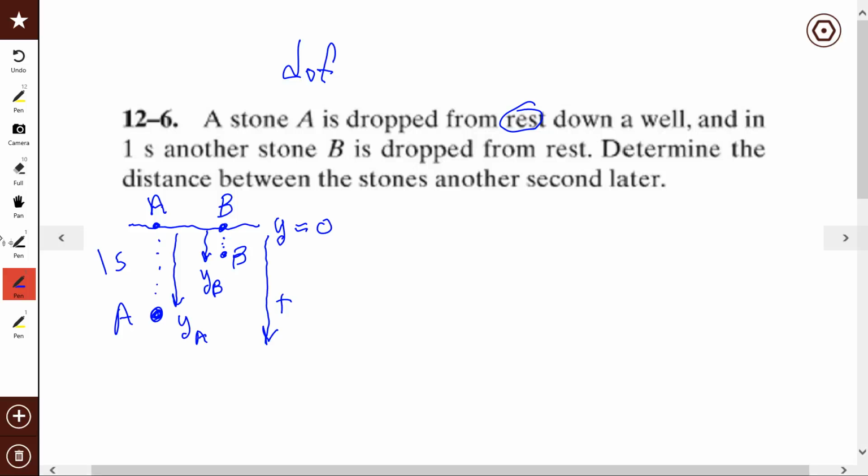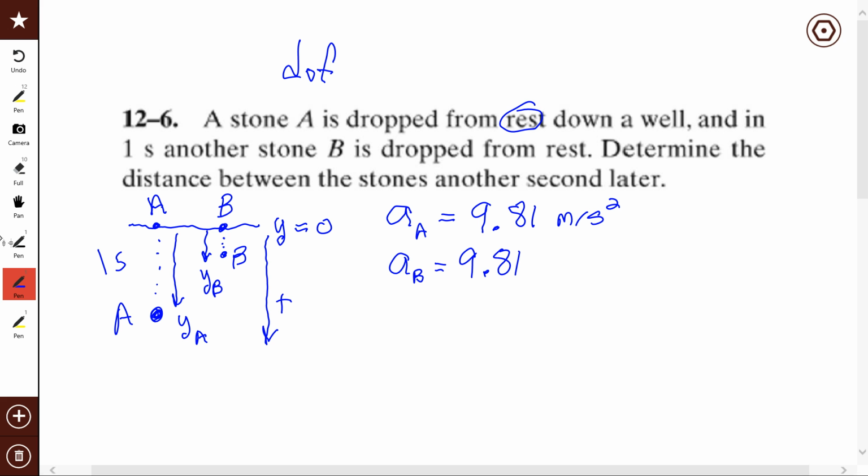But anyway, what I know is that the acceleration of A is equal to 9.81. That's the acceleration of gravity, 9.81 meters per second squared. And the acceleration of B happens to be the same thing, 9.81, because I'm dropping them, I'm not touching them. They're both positive because they're both accelerating downward, and that downward has been chosen to be the positive direction.